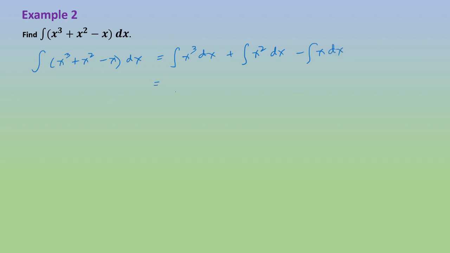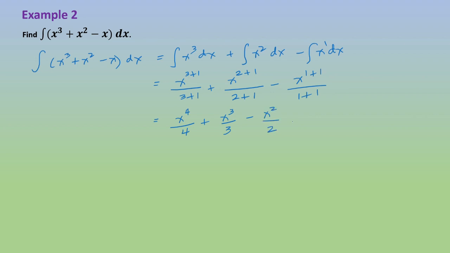Applying the power rule for integration, we have x raised to 3 plus 1 over 3 plus 1, plus x raised to 2 plus 1 over 2 plus 1, minus, we have the exponent 1 here, so this would be x raised to 1 plus 1 over 1 plus 1. Simplifying, we have x raised to 4 over 4 plus x cubed over 3 minus x squared over 2 plus c. So this is the antiderivative of the given function.